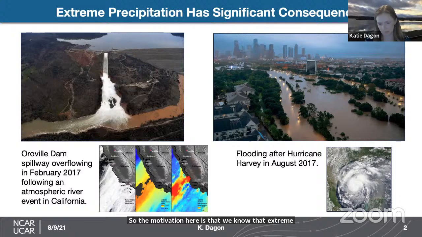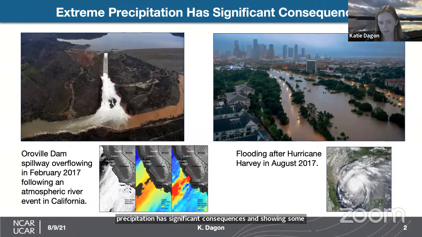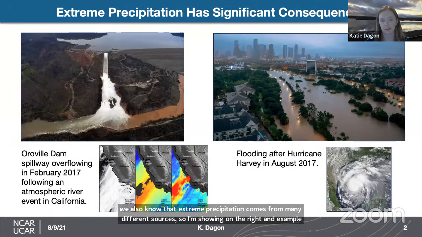I'm showing some examples from a couple of years ago, but we've already seen many examples this year. I think someone in the morning session mentioned the extreme flooding that we've seen so far this year. But we also know that extreme precipitation comes from many different sources. So I'm showing on the right an example of some of the flooding after Hurricane Harvey, so tropical cyclone, extreme precipitation. But then on the left, I'm showing an example of the Oroville Dam spillway overflowing a couple of years ago after an atmospheric river event.